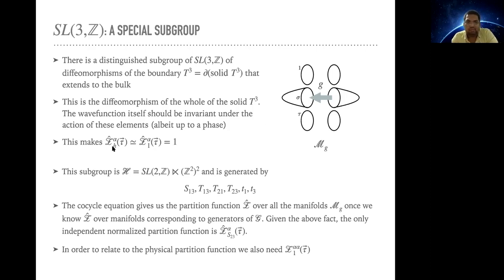And if that is so, that means that the normalized partition function for this H element, where H is an element of this special subgroup, is equal to the normalized partition function associated with the unity gluing. And this is simply one because of normalization. So this tells us automatically that whenever you have a group element H which is not only a large transformation of the boundary, but also of the bulk, then for that, the normalized partition function must be one. This immediately tells us, for free, a lot of information about normalized partition functions for such H. Now, what is that H? The H is actually SL2Z, semidirect product Z squared, and generated by this.